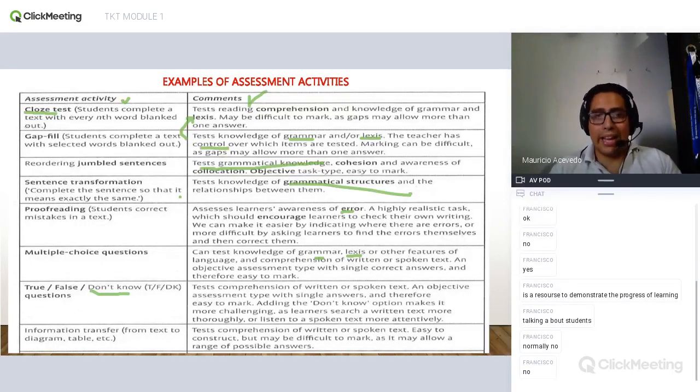So maybe that's why it's difficult to assess, right? Because you need to know about the topic, but at the same time, you need to be open-minded with your students' answers. Okay, so tell me, Francisco, so far so good, no problems?